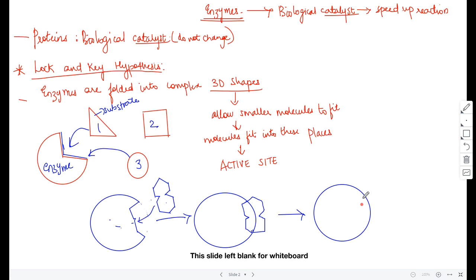So this will now look like this. The active site is now again empty, and this empty active site can be replaced by any other substrate. Now the substrates which were joined together are now free. Okay, so what has happened here? There is a breakdown of the substrates.